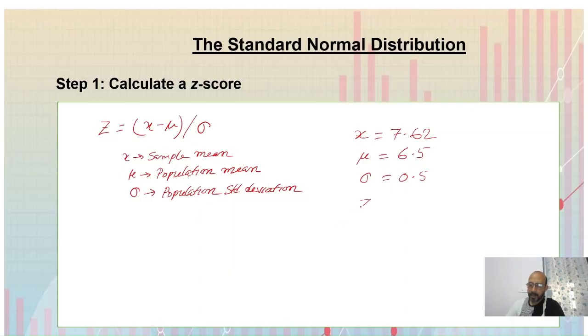So z-score equal to 7.62 minus 6.5 divided by 0.5, that is 2.24. A z-score of 2.24 means that your sample mean is 2.24 standard deviations greater than the population mean.